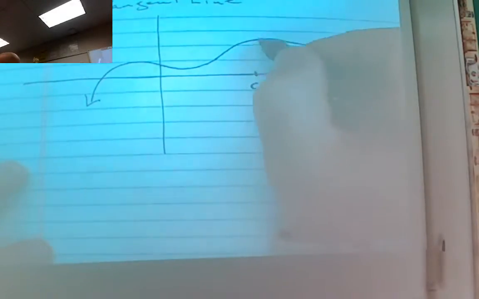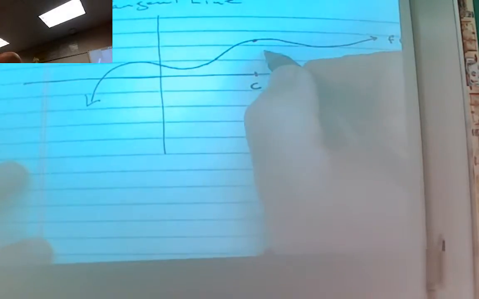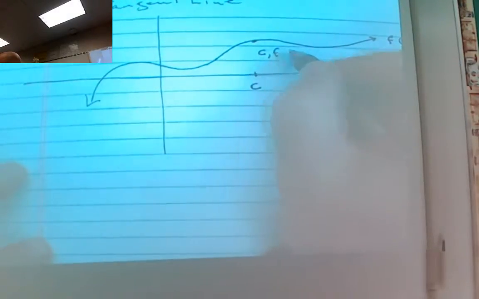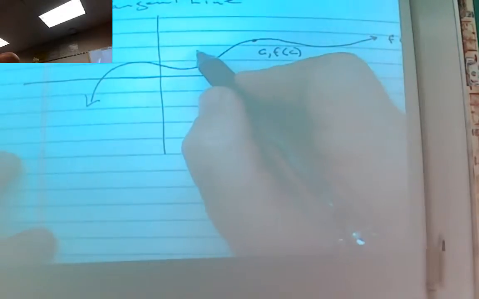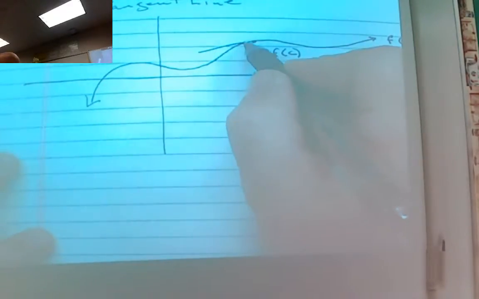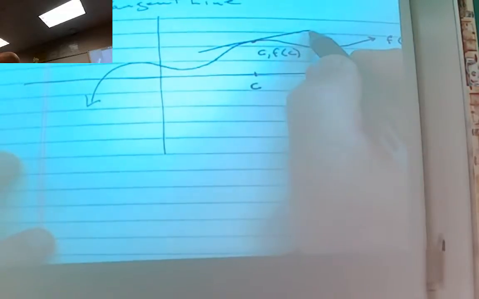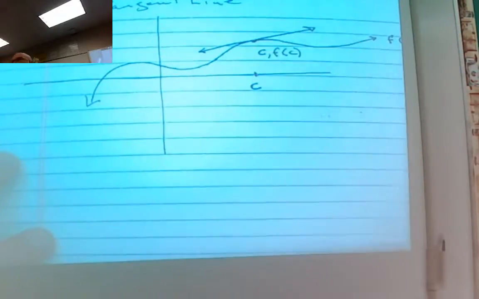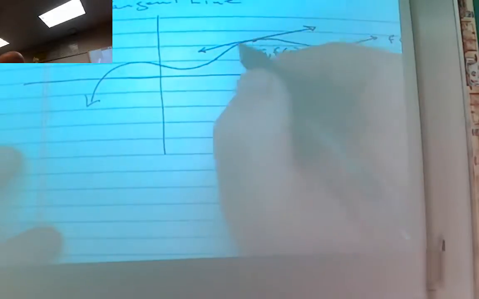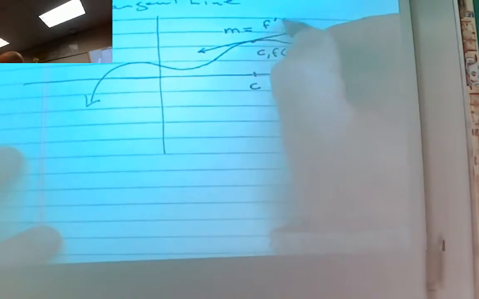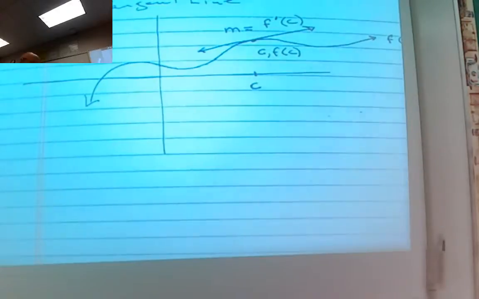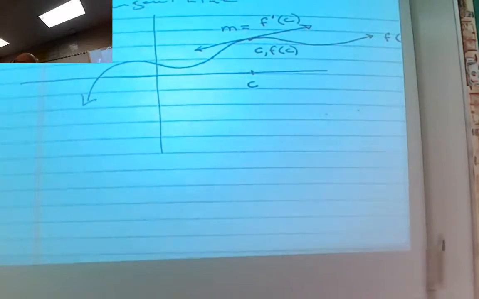And so there's a point right here called c comma f of c. And there's going to be a tangent line that's going to be touching that f of x at that point. And this tangent line has slope, and its slope is f prime of c. We should be all okay with that, correct?